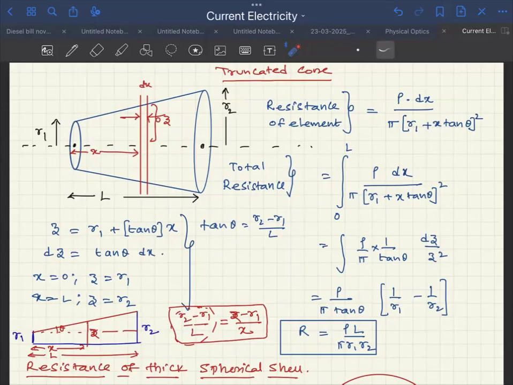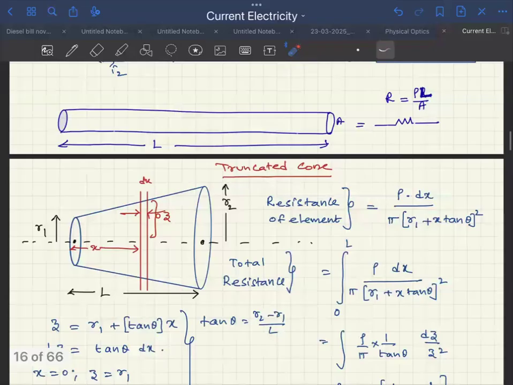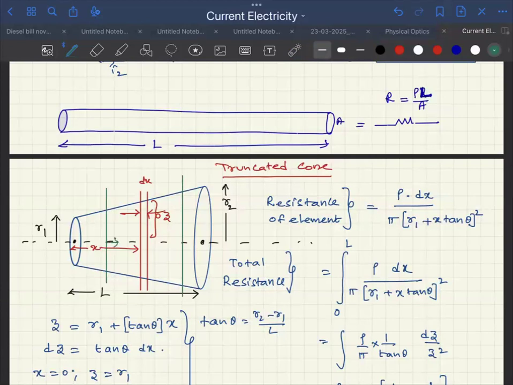All this is about a truncated cone. Means current starts here and reaches here. Remember, one point everyone needs to accept. Current is the same through every cross section. For example, you take one cross section over here, another here, and another here. At this cross section, drift velocity is V1. At this cross section, drift velocity is V2, which is higher. Among V1 and V2, which is higher?